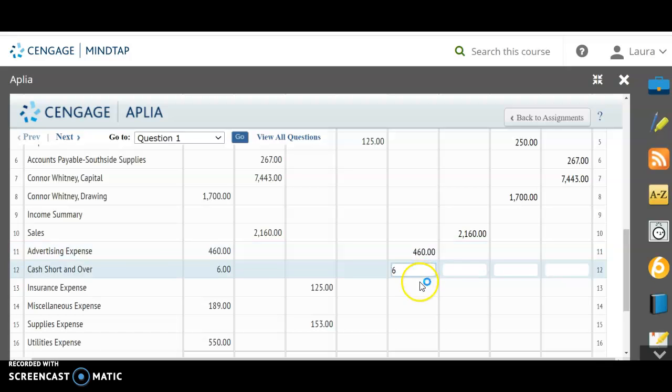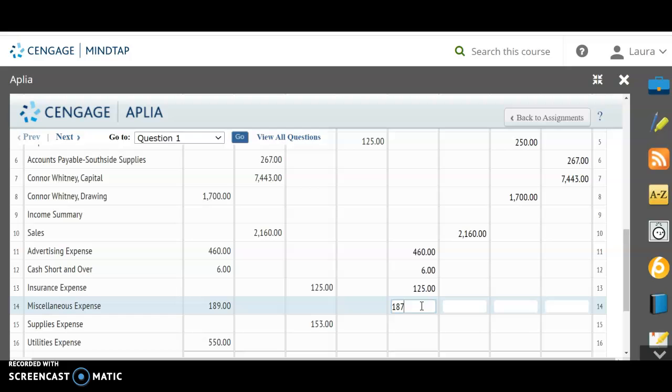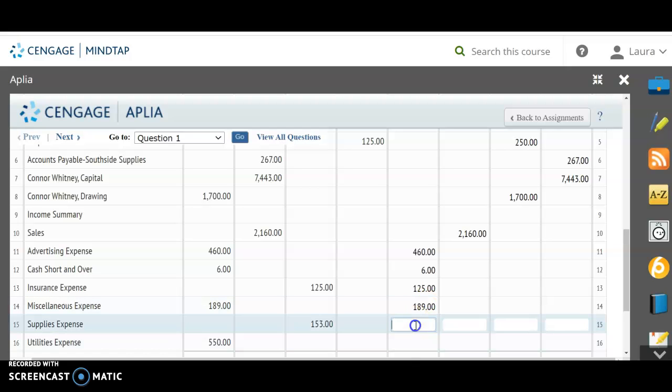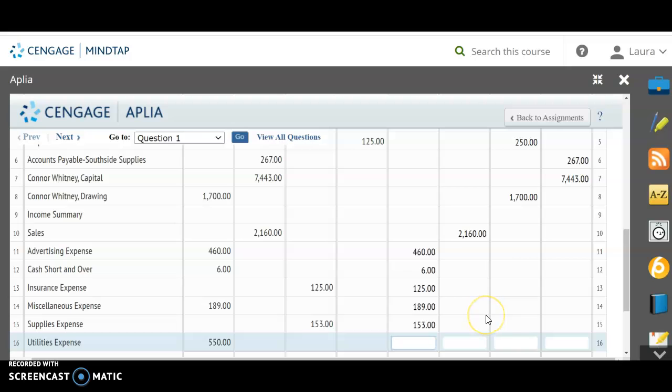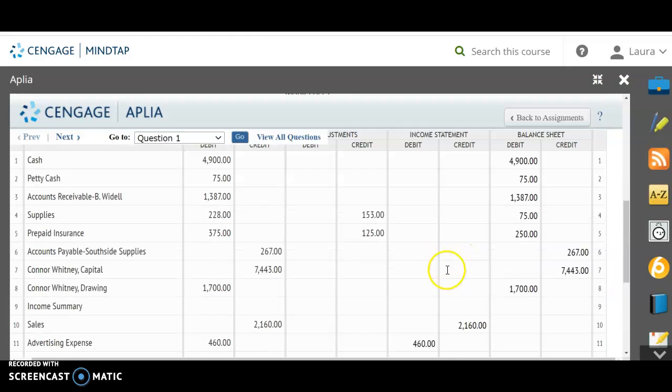Because there's nothing in insurance expense to begin with, but we have a debit of $125 here. We have to carry that. The $189 for miscellaneous. The supplies, nothing in the trial, but we had a $153 adjustment, so that goes to the debit, and then the utilities is the $550. So now we have those balances completed, or brought over to the income statement.